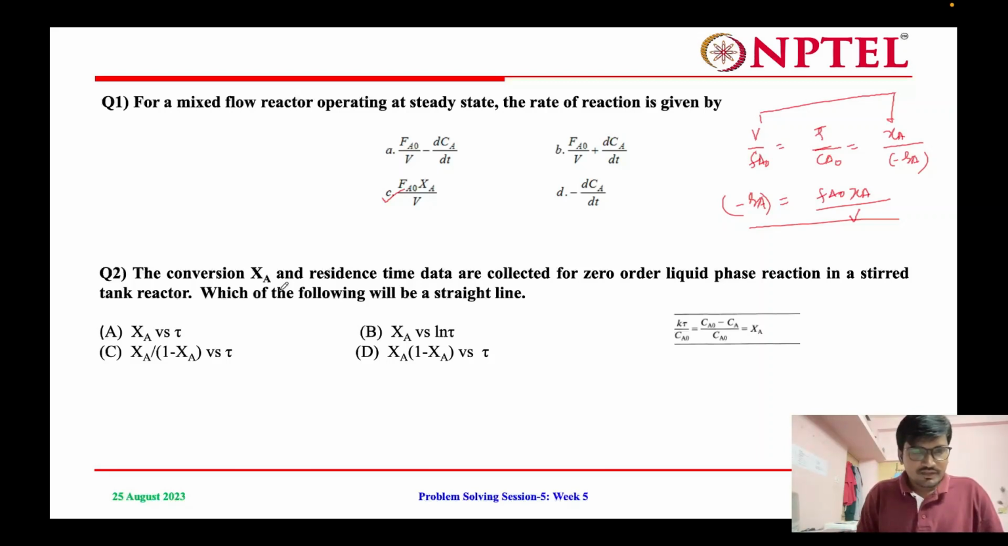Question 2: conversion XA and residence time data are collected for a zero order liquid phase reaction in a continuous stirred tank reactor. Which of the following will be a straight line? Here it is mentioned zero order liquid phase reaction and CSTR, which means CA is not equal to zero.